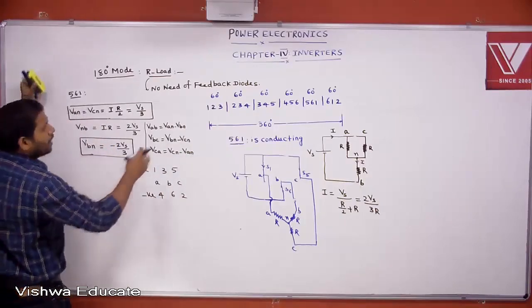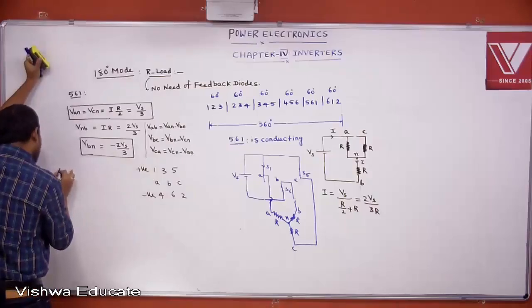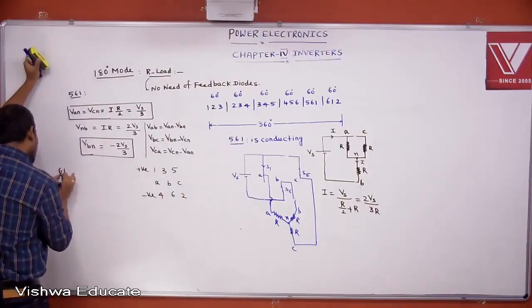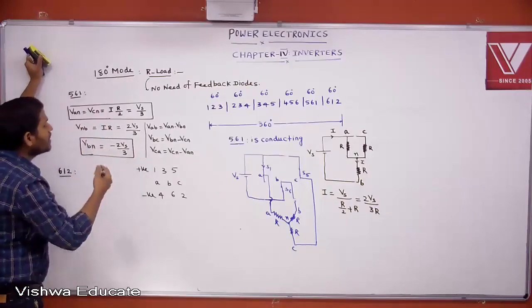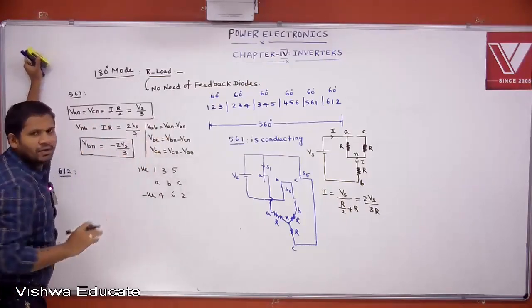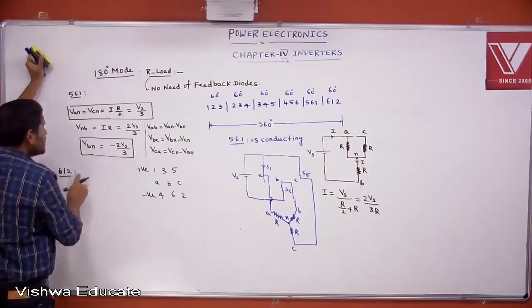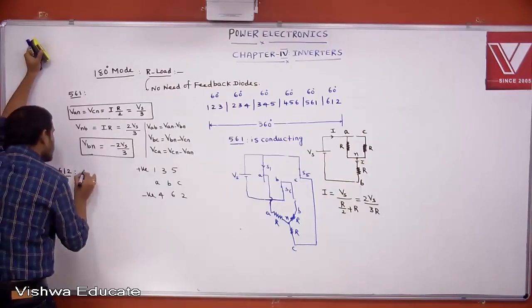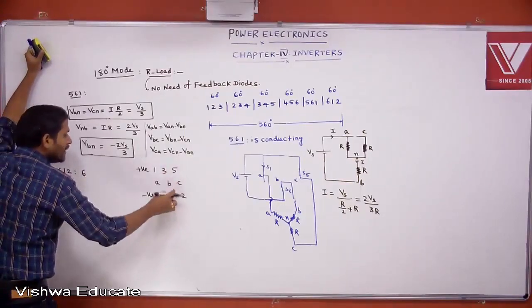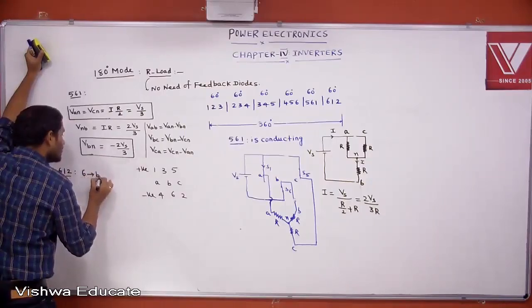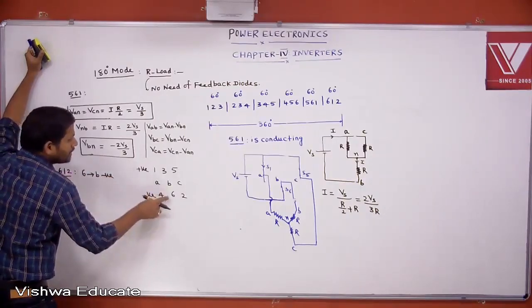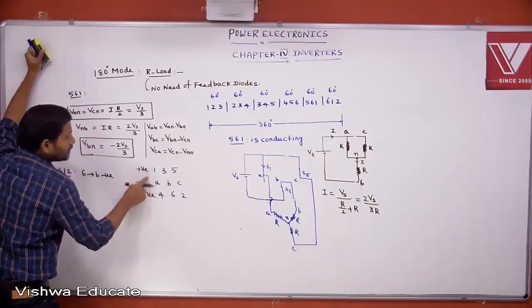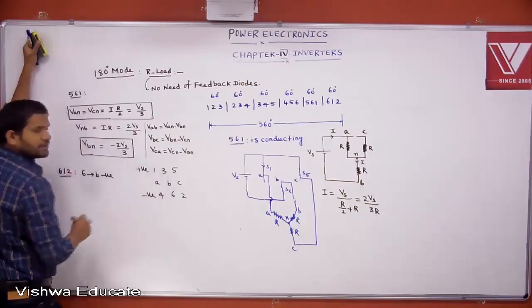Now tell me, the next one is 612 conducting. Without doing analysis, directly I want to write A phase, B phase and C phase voltages. Once you know the phase voltage, calculating line voltages is very easy. 612 means, 6 means which phase? 6 means B phase, negative, because this is the negative group. This is positive.